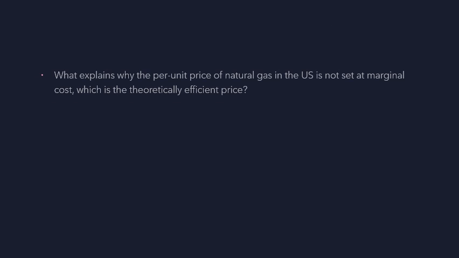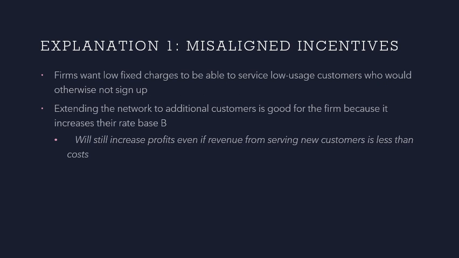So then what explains why the per unit price of natural gas in the US is not set at marginal cost, which is the theoretically efficient price? Why is this so? Explanation 1, misaligned incentives. Firms want low fixed charges to be able to serve low usage customers who would otherwise not sign up. In other words, they want to keep those fixed charges low so that if you don't use very much natural gas, you're not paying very much.